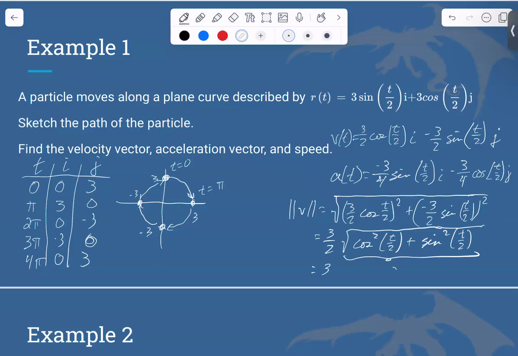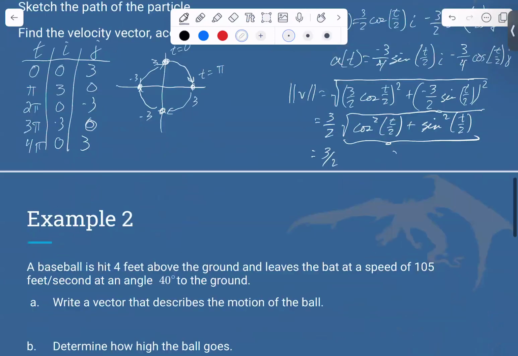So our final answer for the velocity, or the magnitude of that, no matter where you are, what time, is always going to be 3 halves. All right, so hopefully it makes sense. Now let's get to example 2.